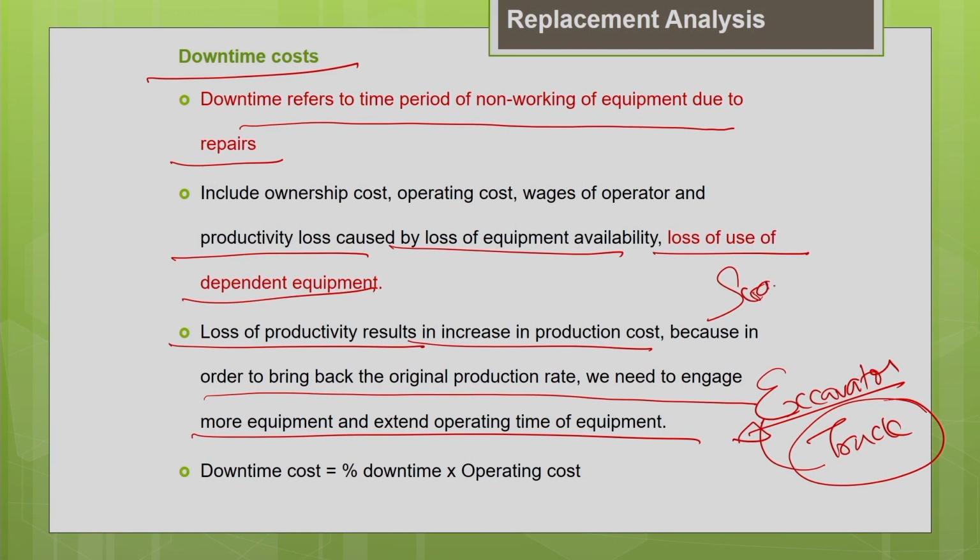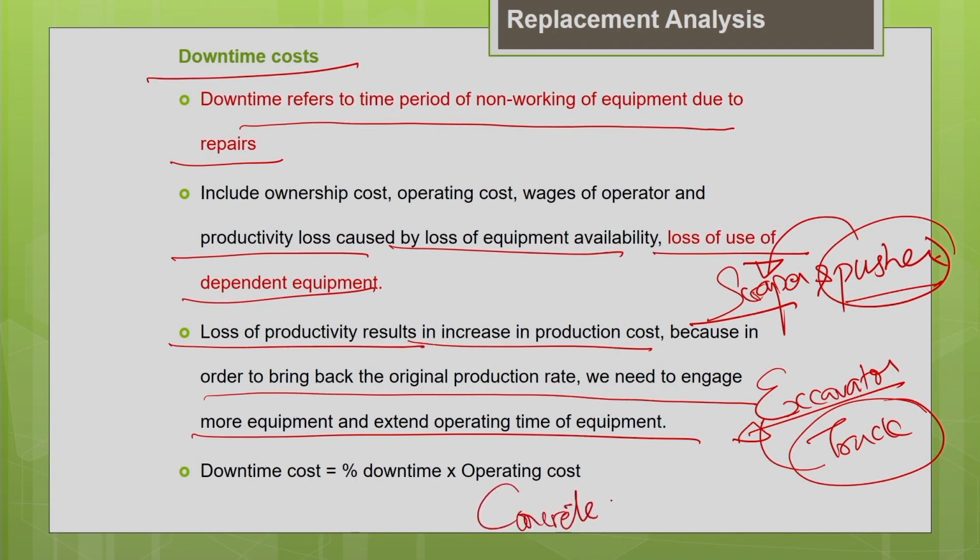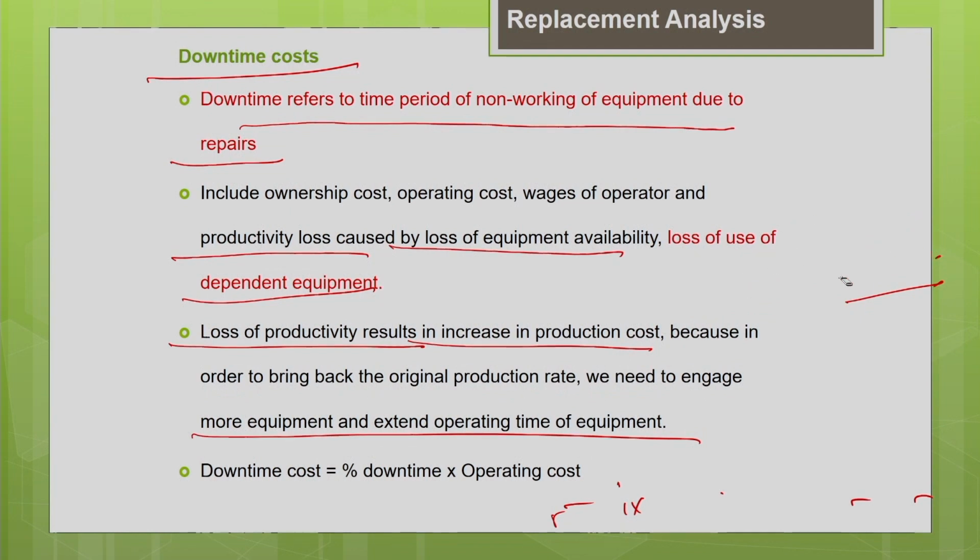Similarly, take a scraper and a pusher which are working in a team. When the scraper breaks down, the pusher will be idle. So the associated cost of the pusher should be taken into the estimation of the downtime cost of the scraper. Similarly, you have a concrete mixer machine. If the concrete mixer machine breaks down, what will happen? The dependent machines are your pump and your RMC transit mixer. When this breaks down, all these associated machines will be idle. So their cost should be accounted for when you estimate the downtime cost. All these things we should keep in mind when we estimate the downtime cost associated with the machine.